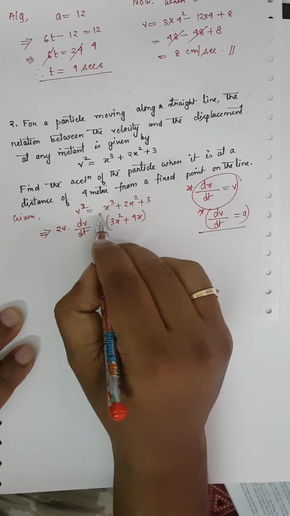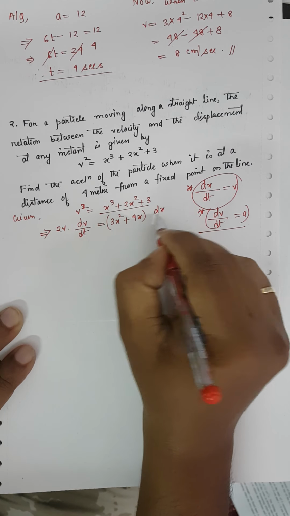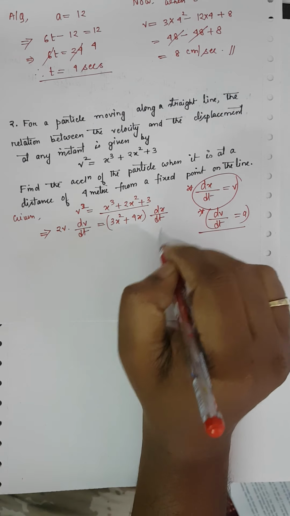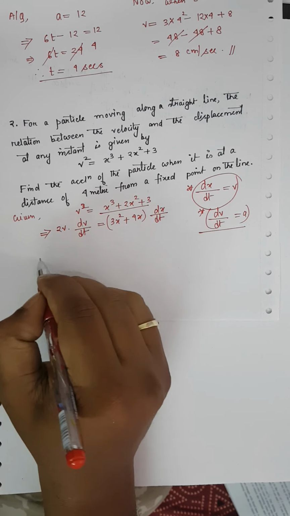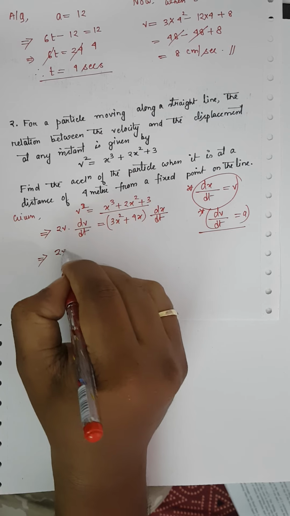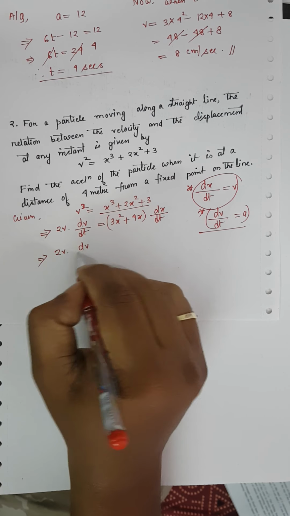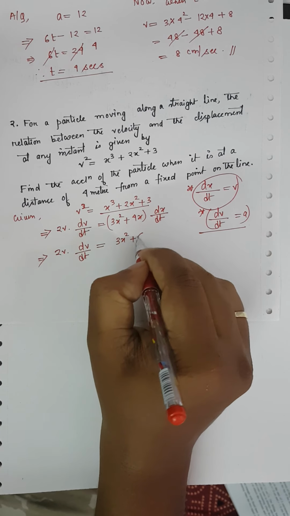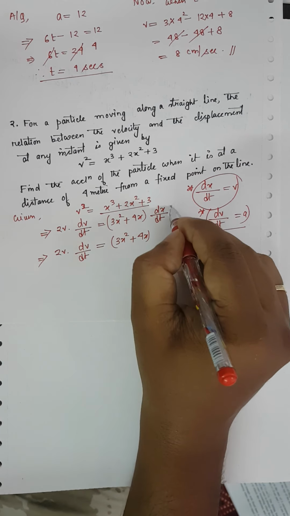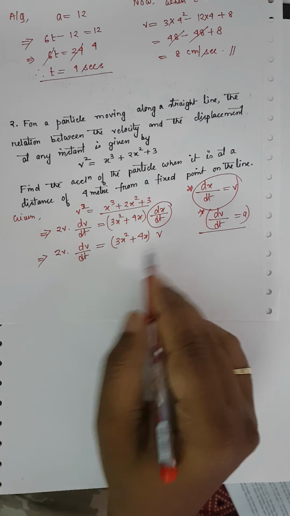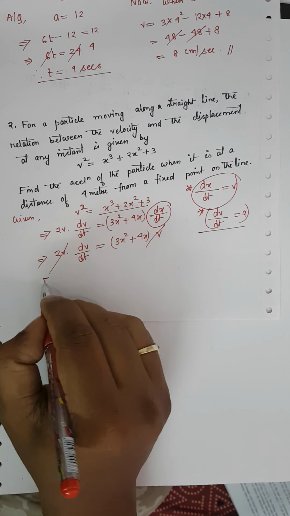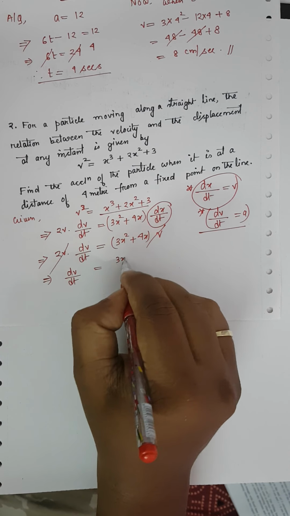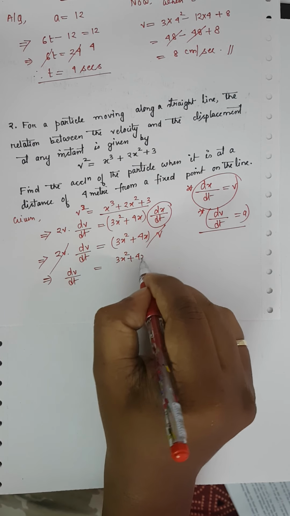But this is a function of x, so I'll write dx by dt. Now we are differentiating with respect to t, so I must mention this. So what is this? 2v into dv by dt, this is my acceleration, equals 3x square plus 4x. What is your dx by dt? This is your velocity. So v cancelled. So I'm getting dv by dt is equal to 3x square plus 4x by 2.